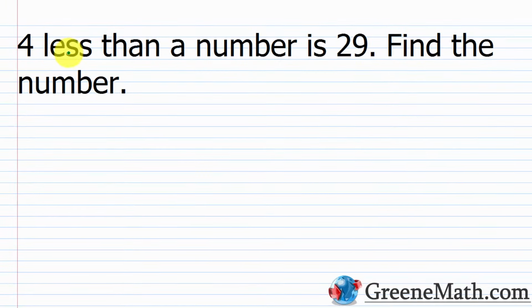All right, so we have that 4 less than a number is 29. Find the number. So again, wherever I see a number or the number, I'm just going to replace that with a variable. Again, I'm going to use x. And again, for the sake of completeness, I'm just going to say we're going to let x be equal to our unknown number.